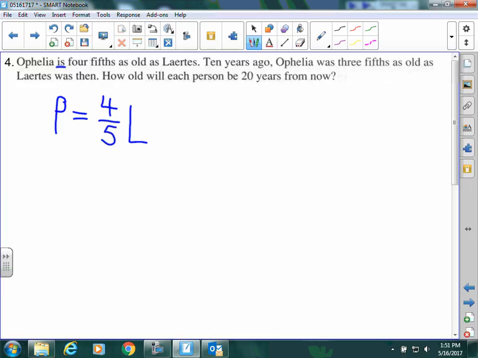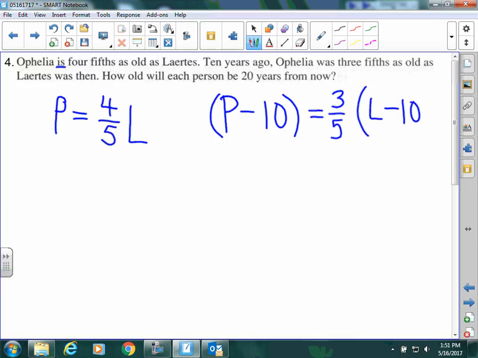10 years ago, Ophelia, so I have Ophelia, take away, oh no, wait, I wasn't going to use O, that looks like it's 0. P for Ophelia, take away 10, so that's Ophelia 10 years ago. I guess I don't need parentheses. Was 3/5 of something. 3/5 as old as Laertes was then. So it's Laertes minus 10. And here I do need the parentheses because I'm going to multiply 3/5 times both of those.